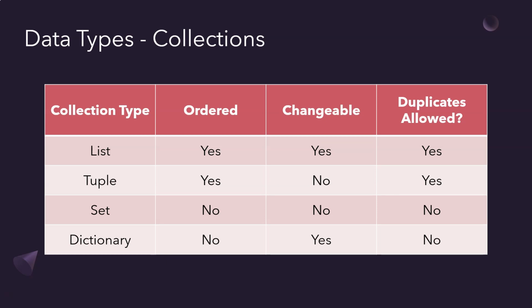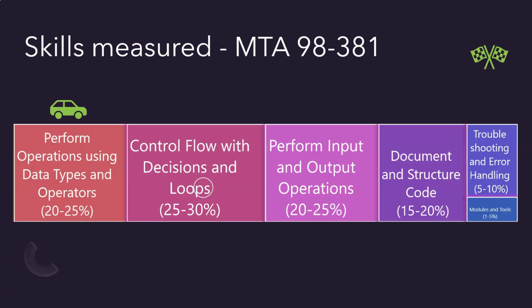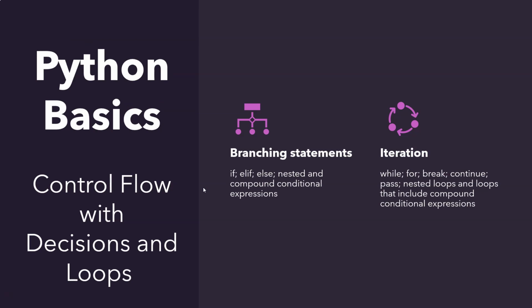And the duplicates are allowed in lists as well as in tuples, whereas in sets and dictionaries there are no duplicates allowed. So based upon the requirement and the need, we need to see which collection types make more sense, and then we have all these options available in Python. So next skill we're gonna cover is control flow with decision and loop. So in this section of Python basics, we are gonna cover control flow with decisions and loops.